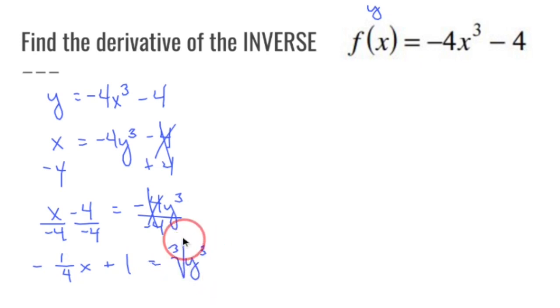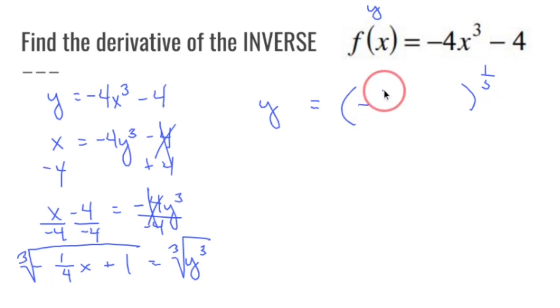Now I have to cube root both sides. And that gives me y equals, now watch how I know what's going to happen. If I'm going to have to take the derivative, that cube root doesn't do me any good. I'm going to put it as to the 1/3 power. I have negative 1/4 x plus 1 living in my parentheses, so that becomes that.